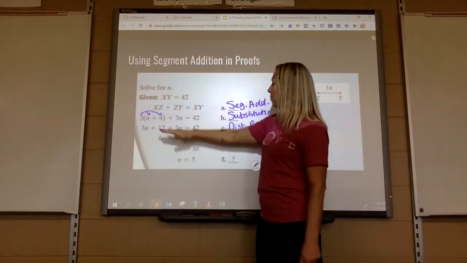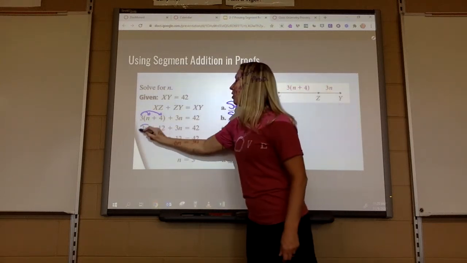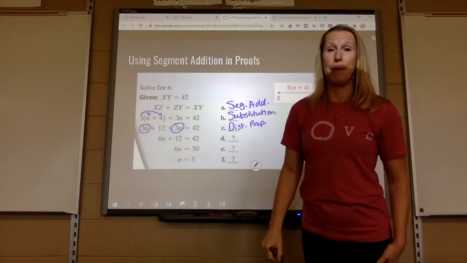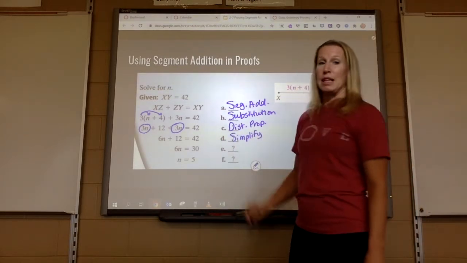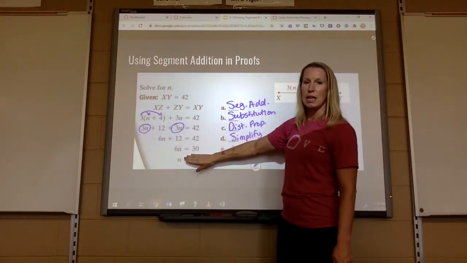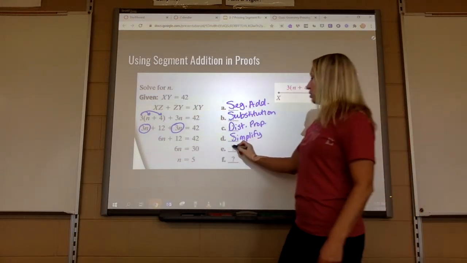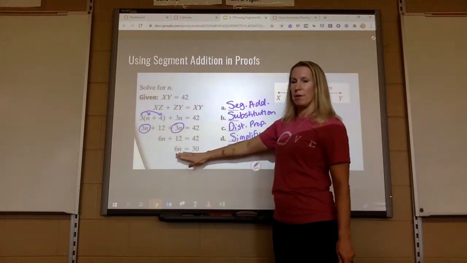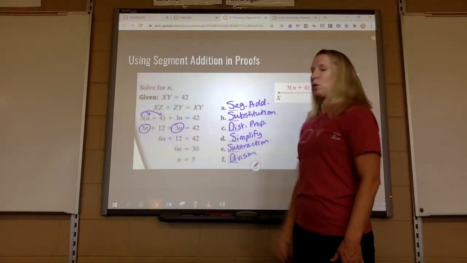And then what happens from the third line to the fourth line? I hope you notice that I just combined like terms. What do we call it when we combine like terms? We call it simplify. And now what do I do to get from step D to step E? What happened on that equation? Well, I subtracted 12 on both sides, so subtraction property. And then what happened from E to F? We divided by 6, so division property.